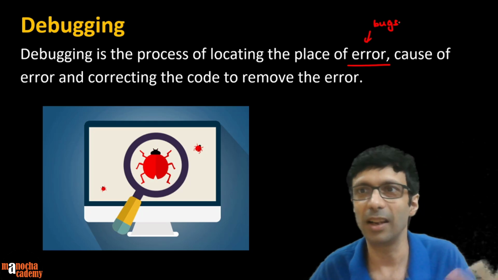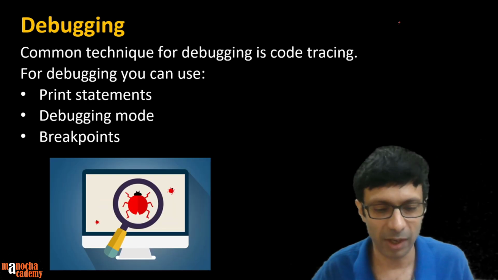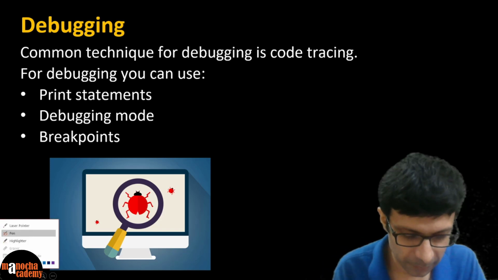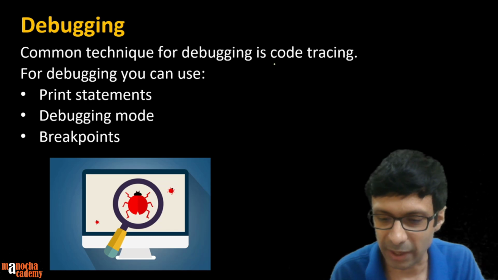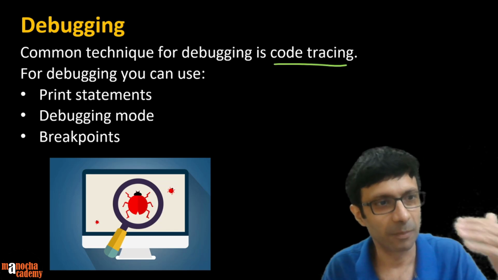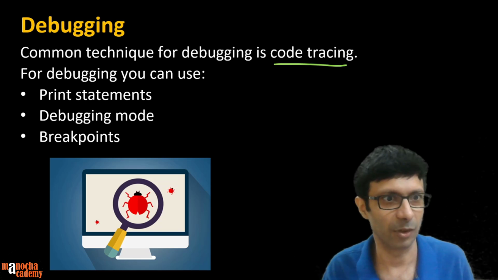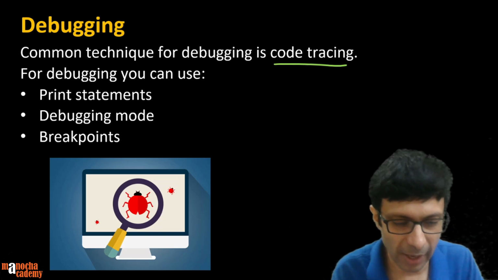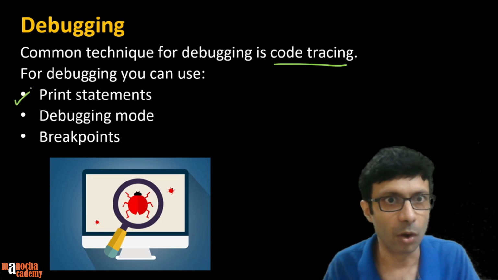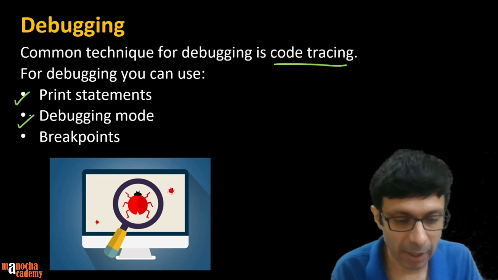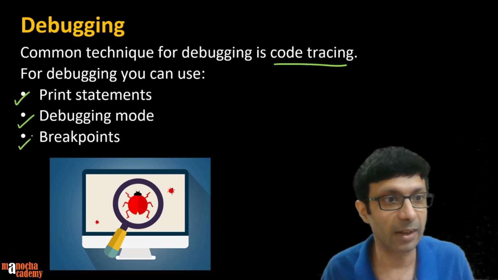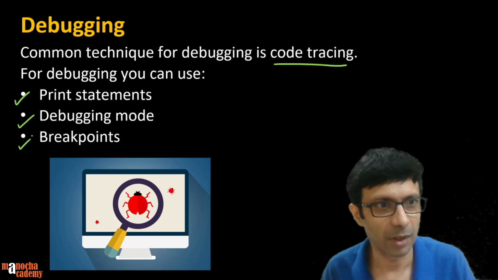And I'll show you practically how to do debugging in Python. What is the most common technique for doing debugging? It's simply called code tracing. What are you doing in code tracing? Suppose there is a problem, you start printing out stuff. You can add some print statements and see what happened, why did it happen? Or you can go into debugging mode, which I'll show you. You can put something called breakpoints. Do you guys want to practically see how you do debugging? Do you guys want to try it out?